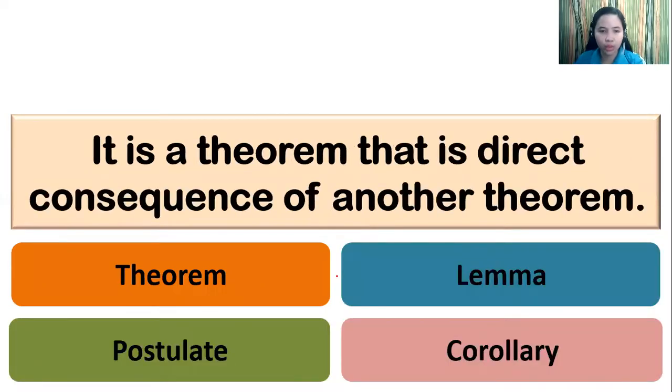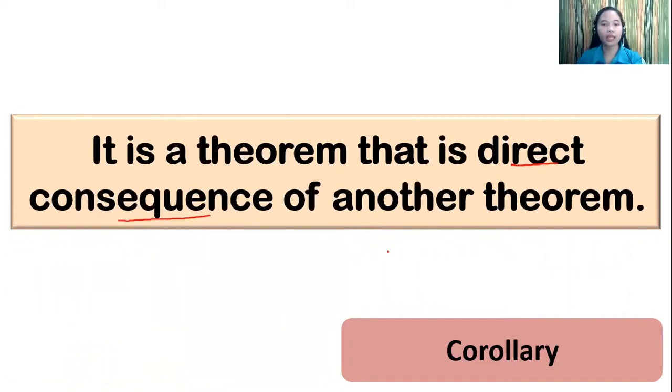How about the kinds of theorem? So we have two kinds of theorem. As you can see, we have lemma and corollary. It is a theorem that is a direct consequence of another theorem. We have the keyword direct consequence of another theorem. So the correct answer is corollary. Okay, that is what we call corollary.